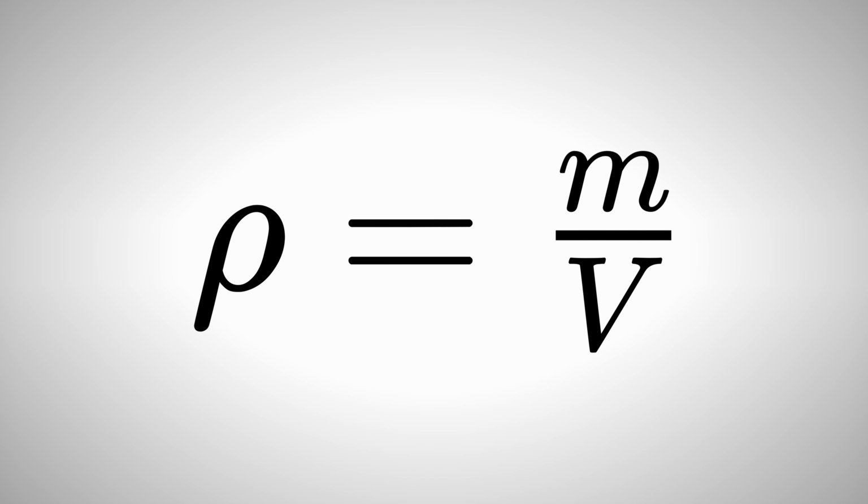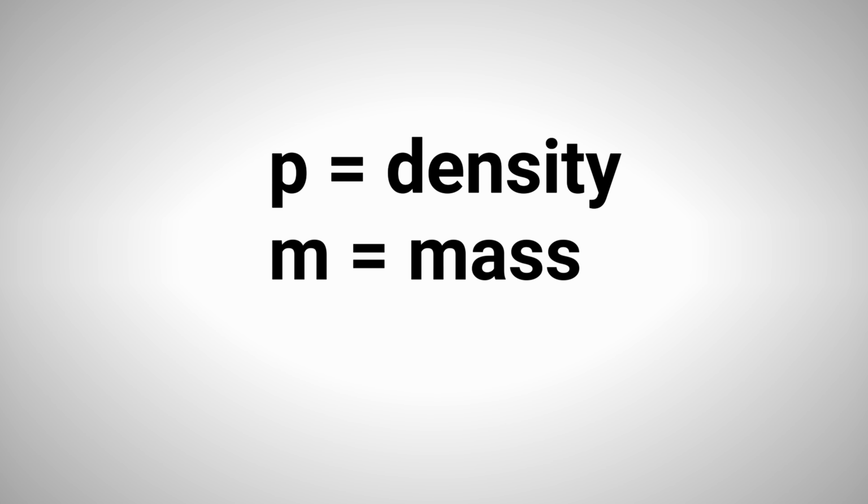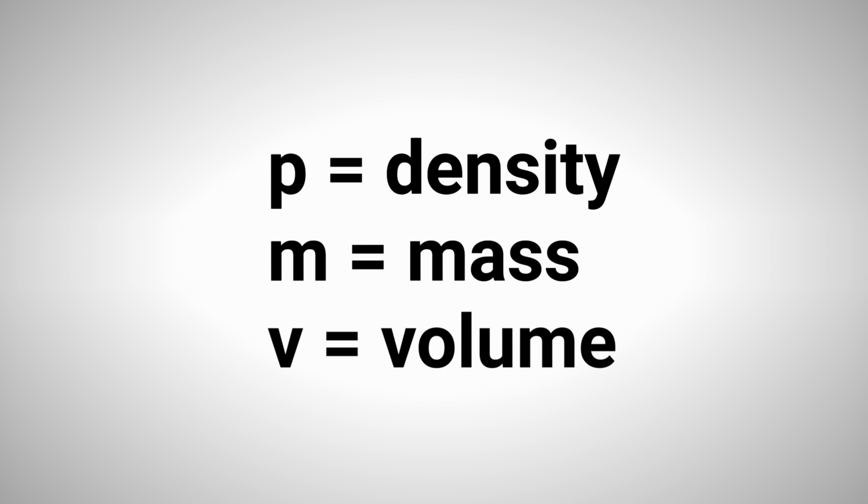Density is a fundamental property of matter that expresses how much mass exists within a given volume. In simple terms, it tells us how heavy a material is for its size. Mathematically, it is defined as ρ equals m divided by v, where ρ, the Greek letter rho, represents density, m is the mass of the material, and v is its volume.